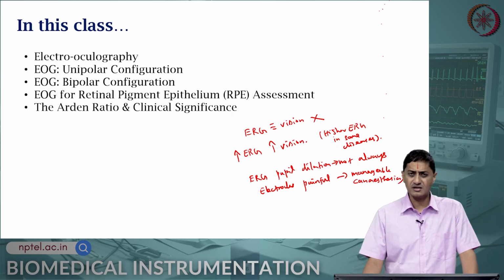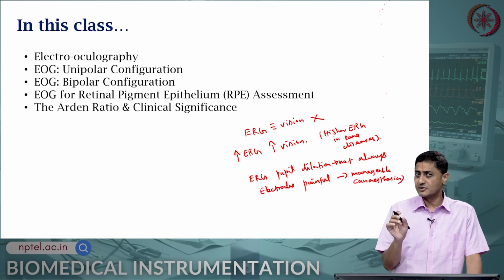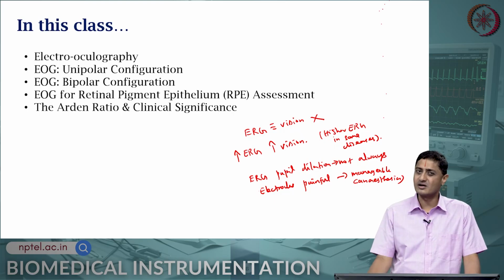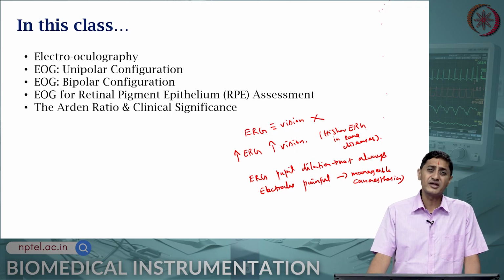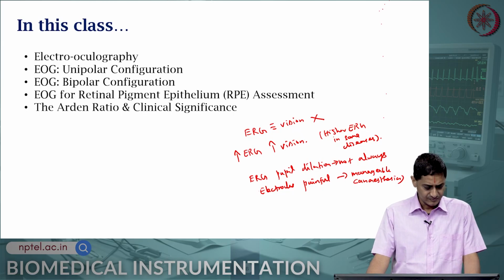Corneal electrodes, recall, these are silver chloride electrodes placed in a contact lens and placed on the cornea. Okay. What is the impedance of these electrodes? We discussed this, about 5 kilo ohms. We discussed this. Okay.